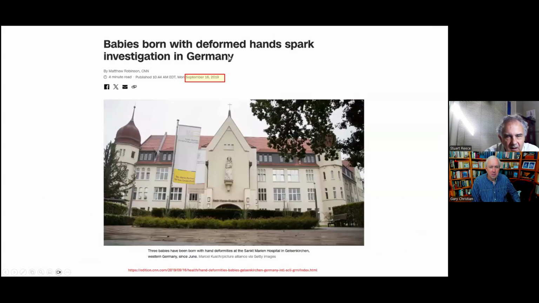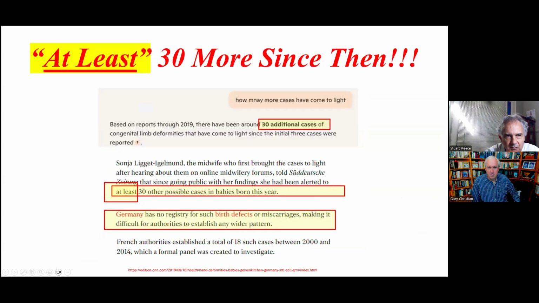And then across the border in Germany, this is September 16, 2019, there were some reports at this hospital. There were three reports, and they went looking and they found another 30 cases. But Germany has no registry for birth defects or miscarriages, making it difficult for authorities to establish any wider pattern or see if it's becoming more common or rarer. So it's hard to track these in Germany because there's no national registry for these sort of things.